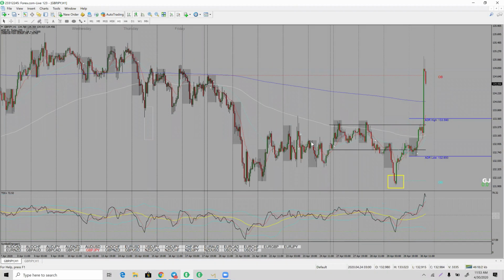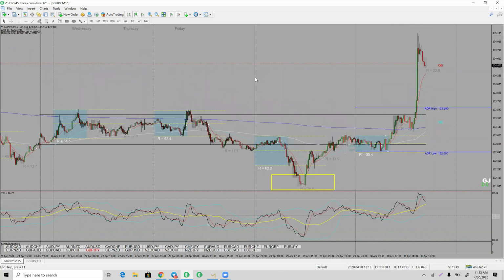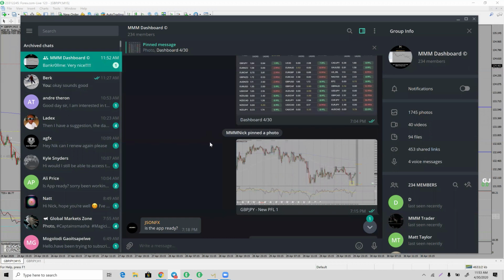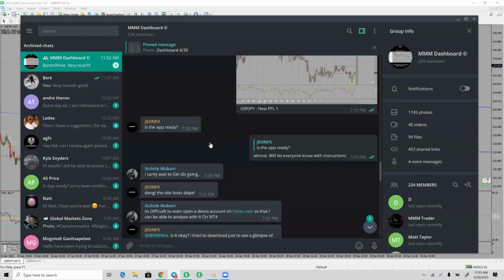Here's the mindset of a trader. For me as a trader of MMM, all I look for is the signature W formation. And that's exactly what happened right here, and I entered into the market right here, and 170 pips. Now, to show you the proof, let's open up the Telegram and show you my trades.